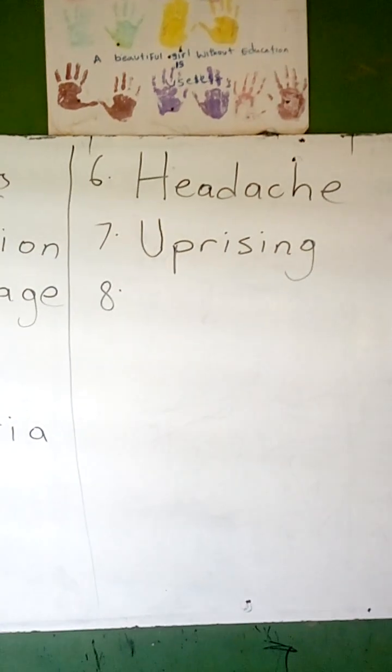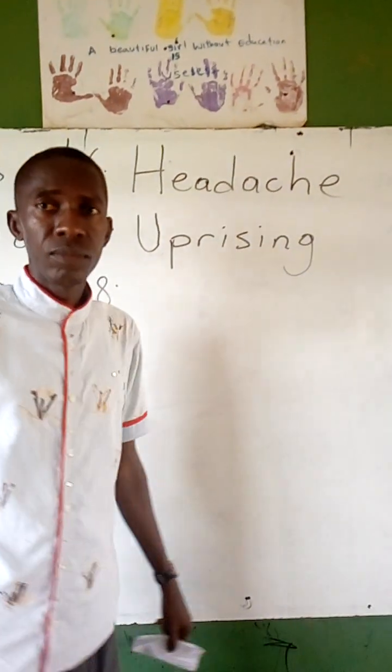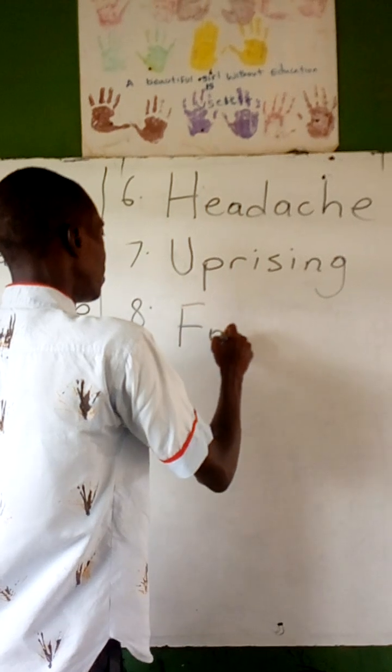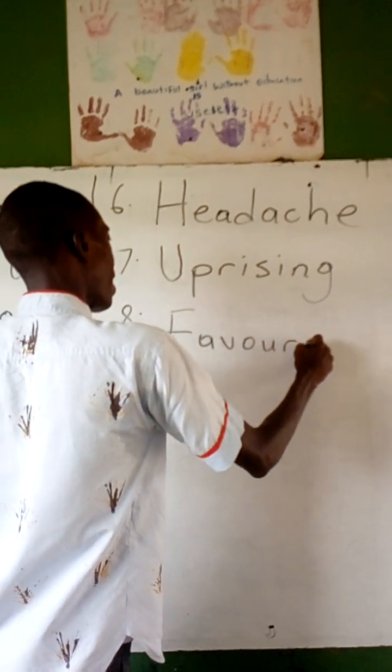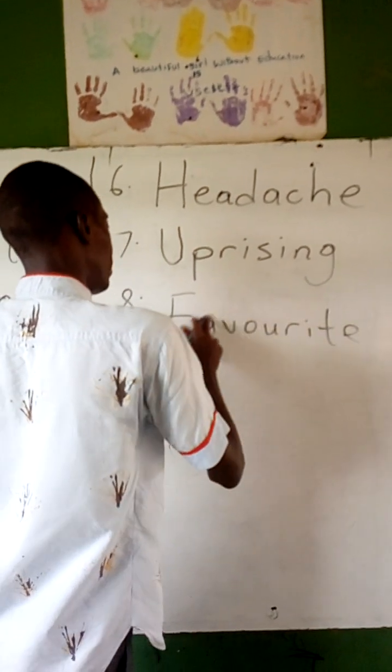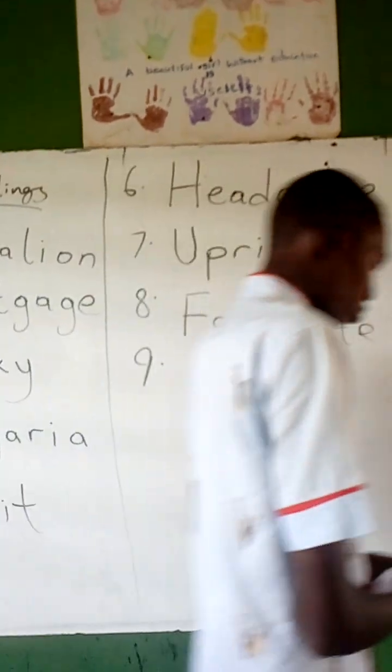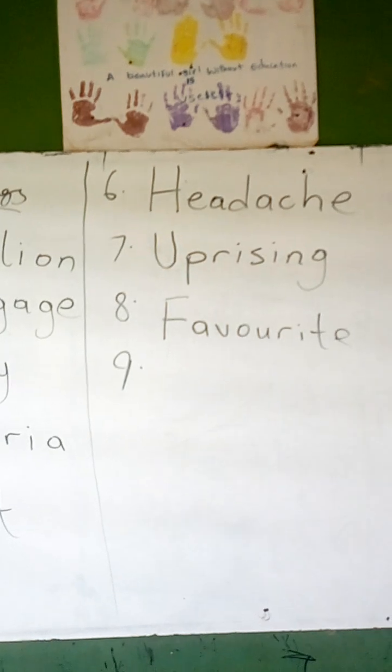Now, the next one is favorite. Spell favorite. F-A-V-O-U-R-I-T-E. Very good. Favorite. F-A-V-O-U-R-I-T-E. Favorite.